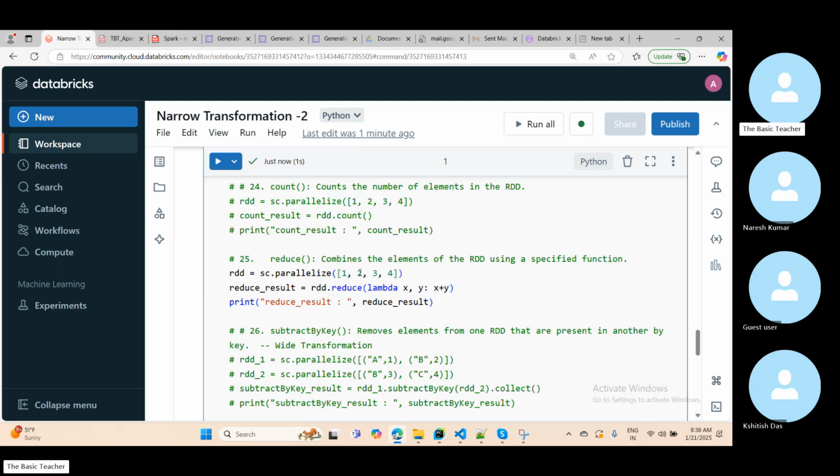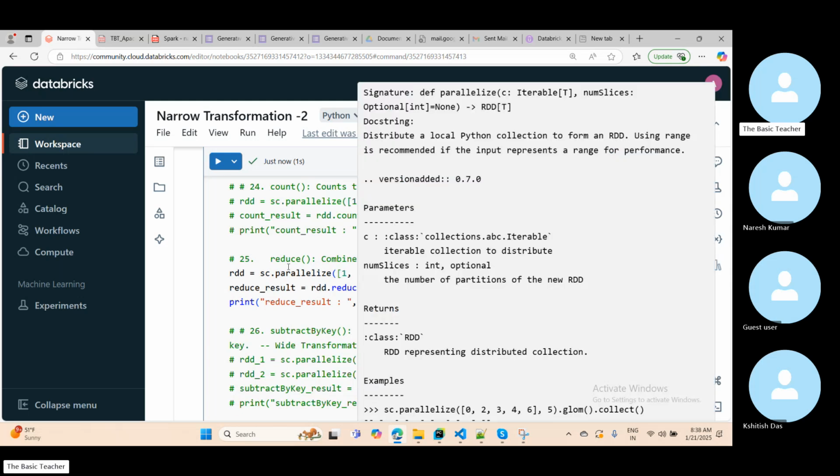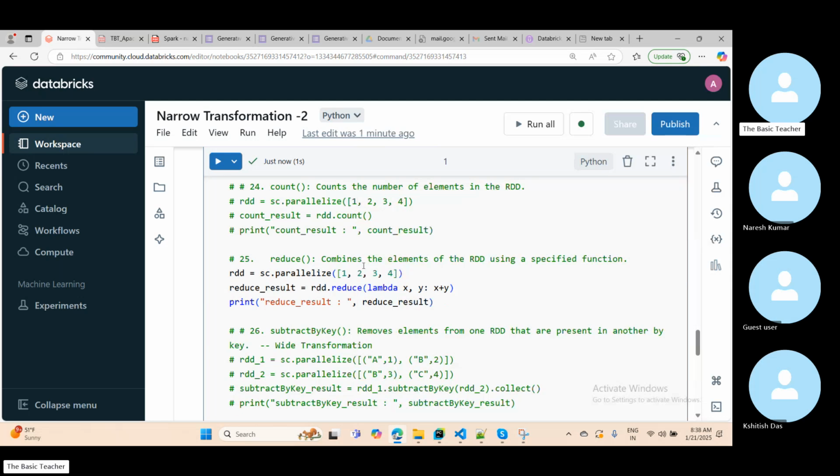The first two, x plus y, are reduced, and that becomes again the first one, that is the x. Again it takes the next one as y, and this will repeatedly happen until it gets the final output.